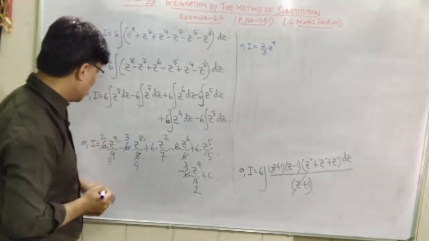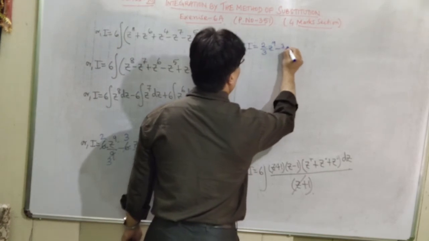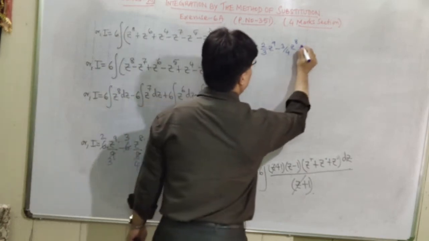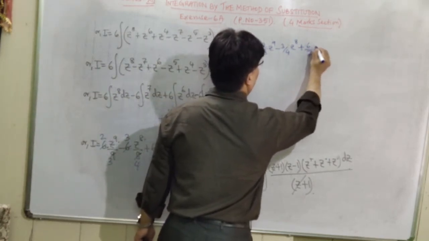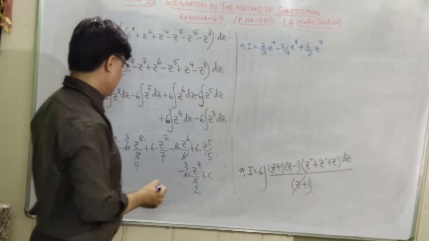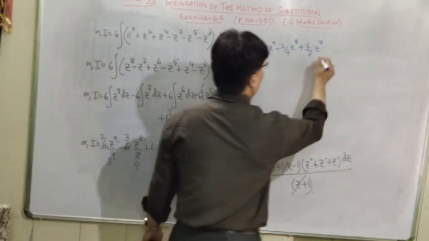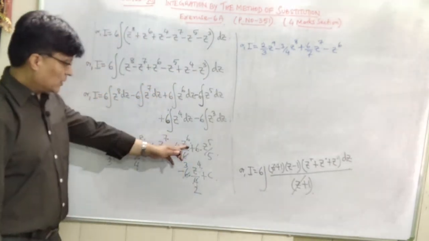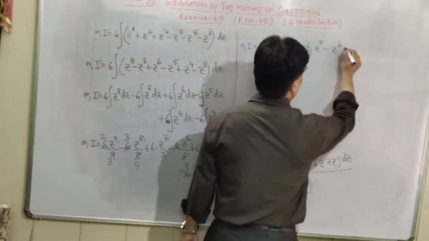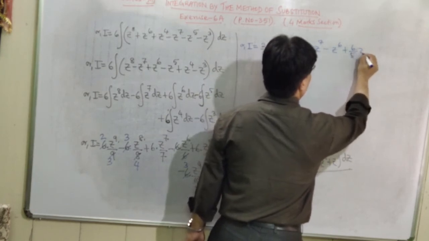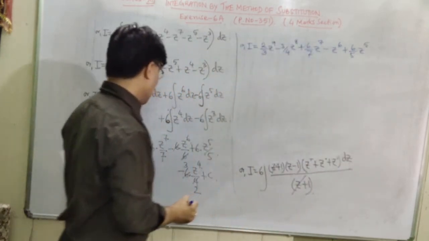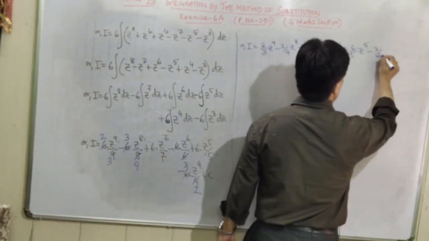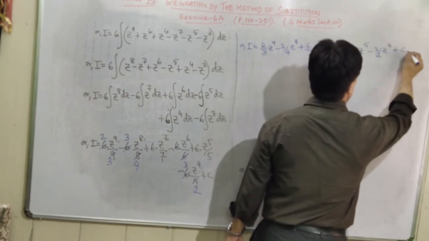Okay. 2 by 3 z to the power 9 minus 3 by 4 z to the power 8 plus 6 by 7 z to the power 7 minus z to the power 6, right? Then plus 6 by 5 z to the power 5 and minus 3 by 2 z to the power 4 plus c.